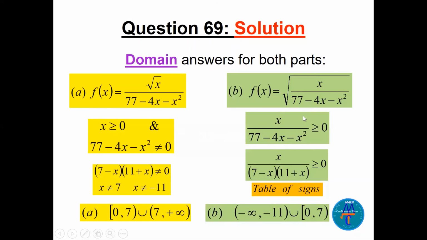x over 77 minus 4x minus x squared greater than or equal to 0. And we factor this, we make a table of signs. You see here the zeros, 0, 7, and minus 11. And then the final domain will be minus infinity to minus 11 open, union 0 closed to 7 open. You can check these two answers.